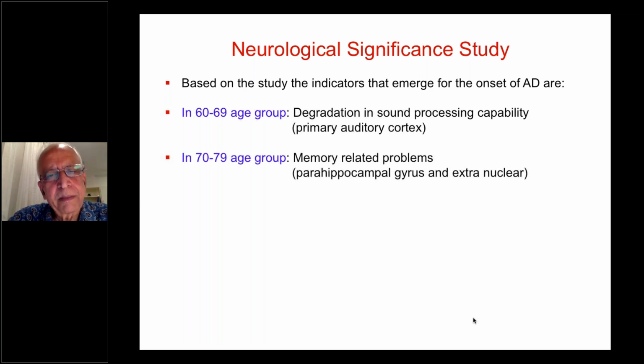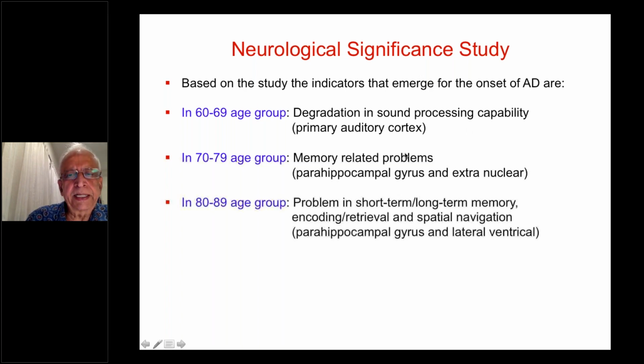70 to 79, memory related problems. He doesn't know, forgets all that, right? So you see the bottom part is the region. We identify the region and we are identifying the function for the region. At 70 to 79 and 80 to 89, everything is a problem. This is how AD progresses. So at 60 to 69, if somebody is saying they are not able to hear, they can't follow you, that is an early indication of AD.